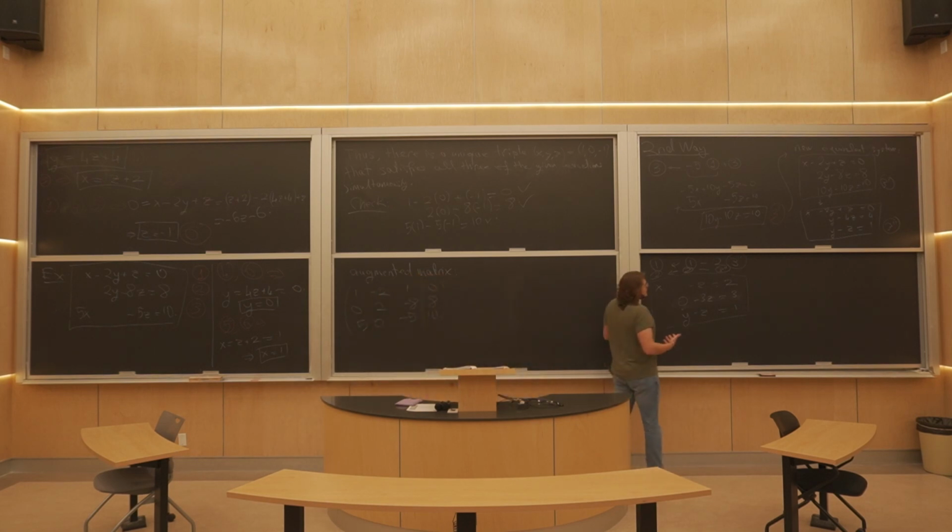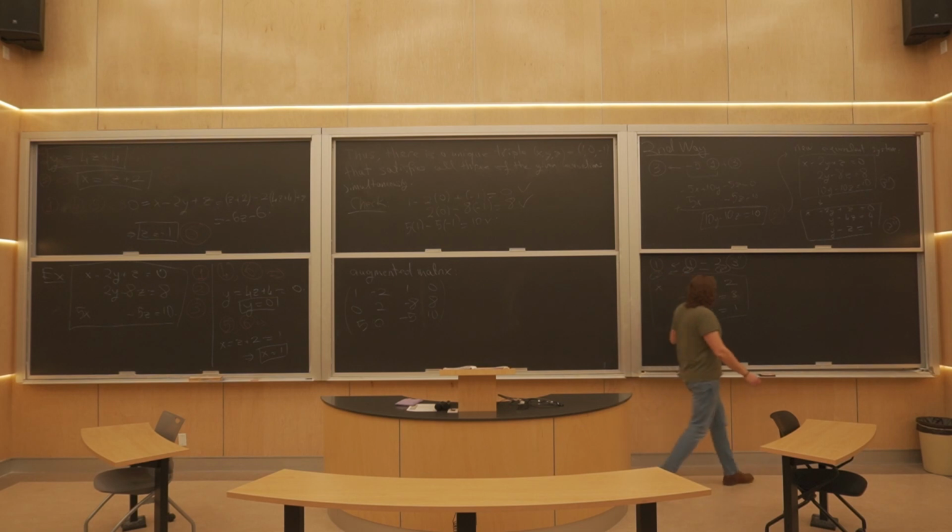The one improvement to this method is to just use augmented matrices, so that I don't need to write all this stuff at every step, and all I need to do is to just record how numbers change. Okay?